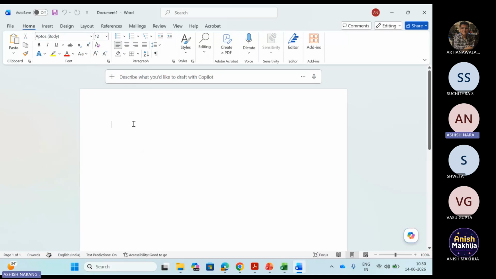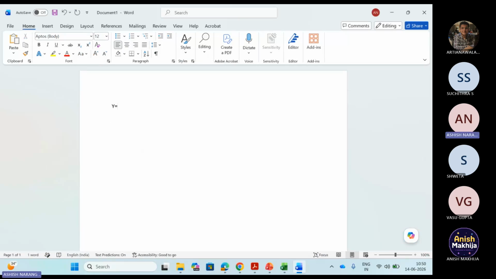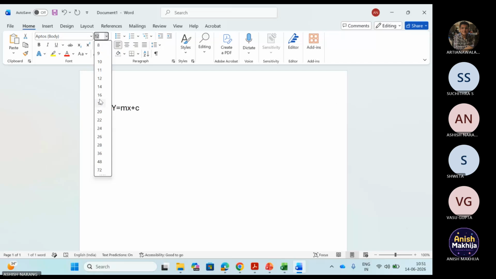Okay, so let me write in a simple way. y is equal to mx plus c. This is the kind of equation that we use in linear regression, right? Where m is the slope, x is the input feature, c is the bias term, right?